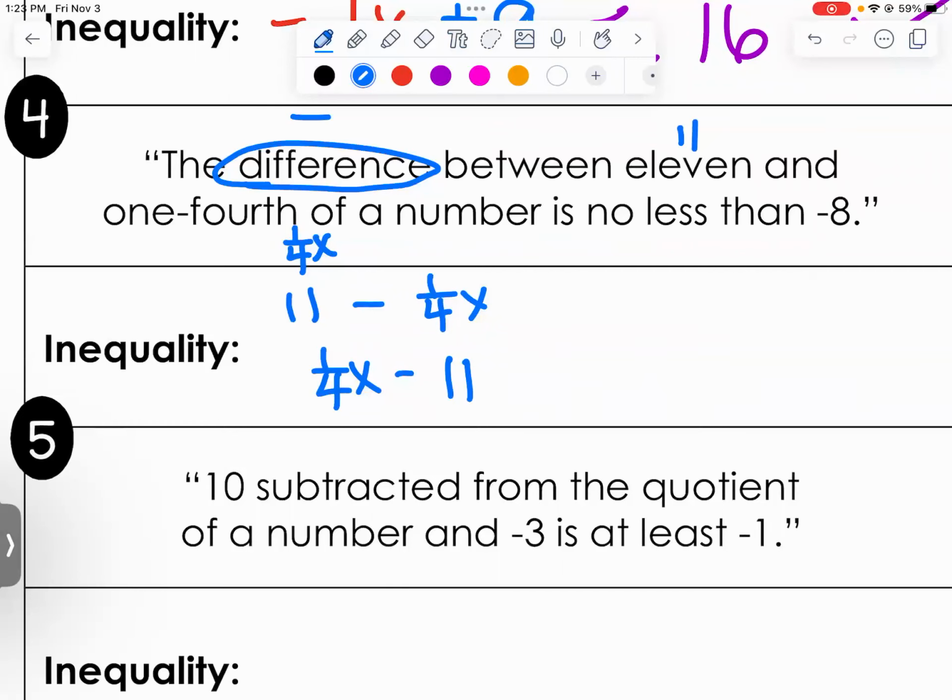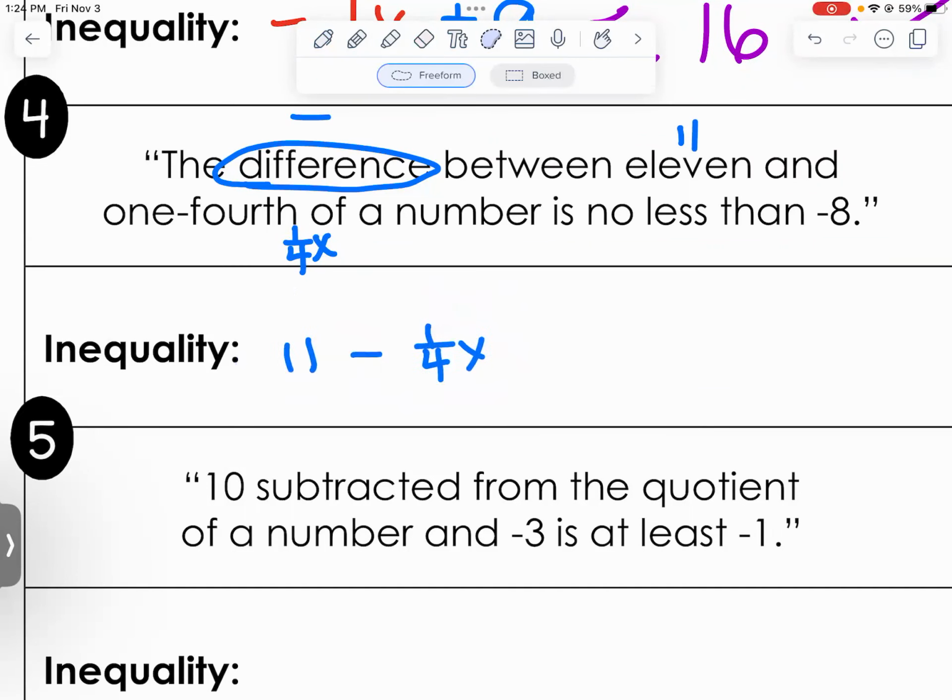Okay, who votes the first way? Who votes the second way? I want to read it again. Who votes the first way? Who votes the second way? Okay, so nobody has an opinion? I want the second one. Okay. Difference means subtraction, and then we need to take it in order. No, actually the first way. 11 minus 1/4 x is what we need.